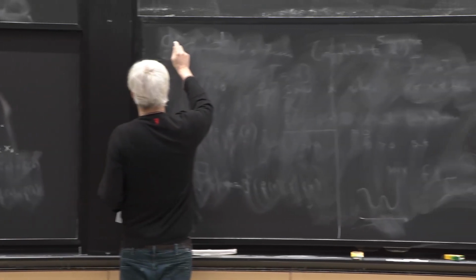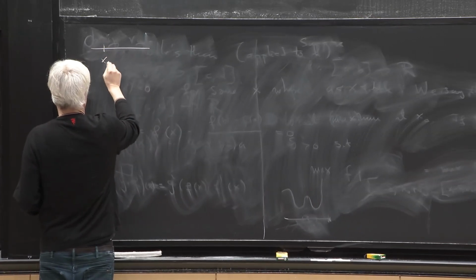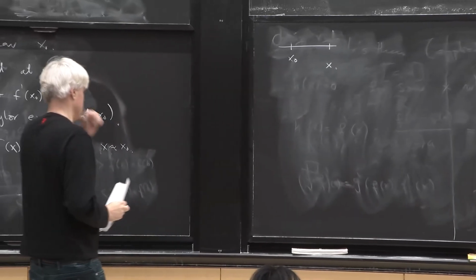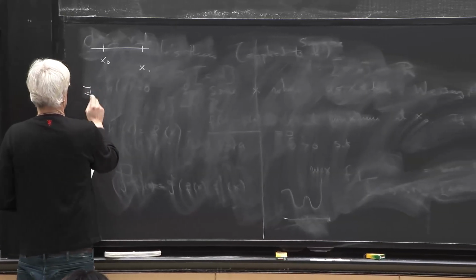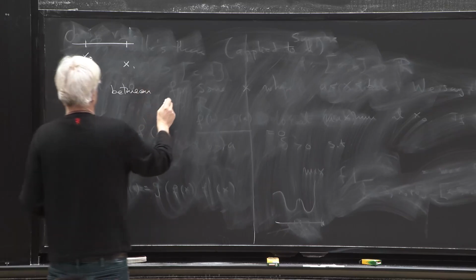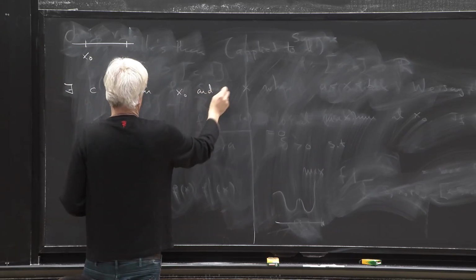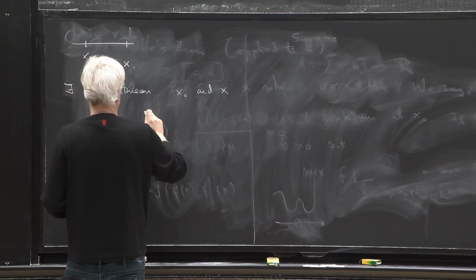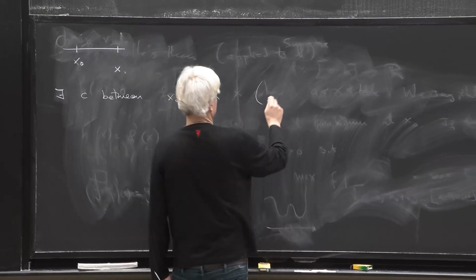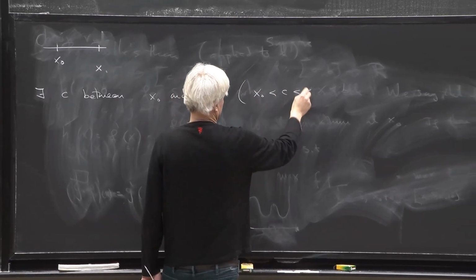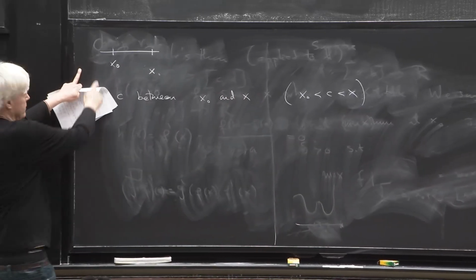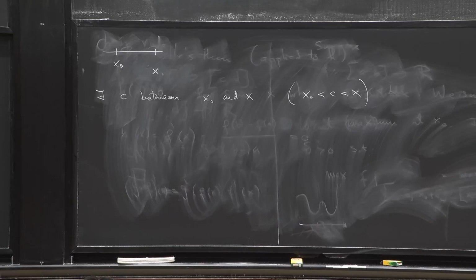So the statement is that you have here x0, you have here x, and the claim is that there exists some c between x0 and x, strictly between. Let me just write that. x could also lie on the other side, and then it's sort of obvious what I mean by strictly between also.